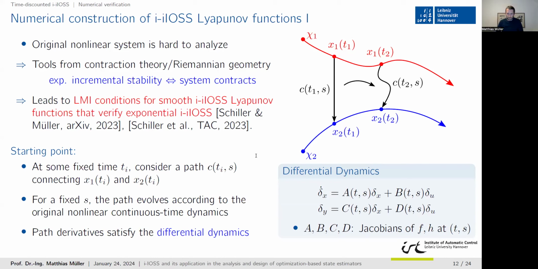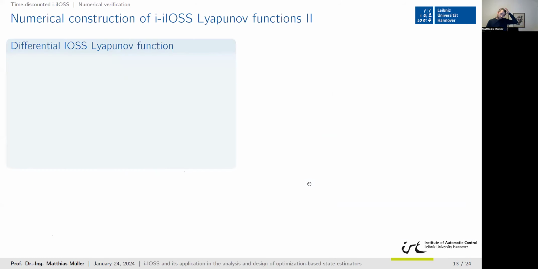Now, the idea is to first find an IOSS Lyapunov function for these differential dynamics. And then once this has been done, translate it to an incremental IOSS Lyapunov function for the original dynamics. So let's look at how to do that.